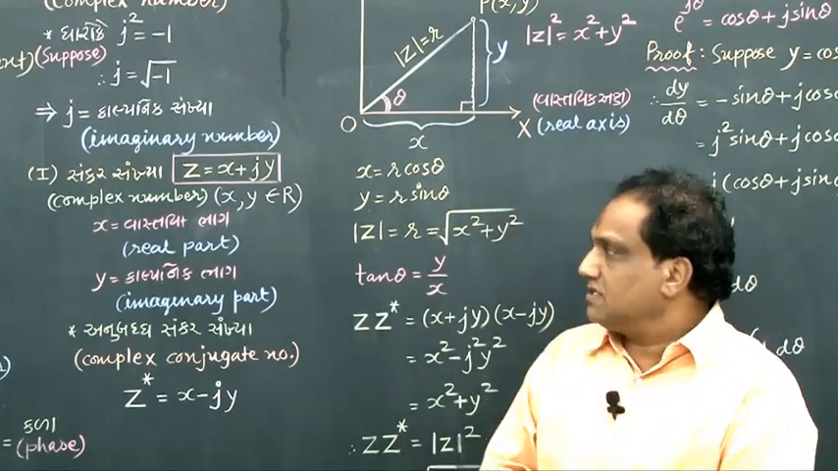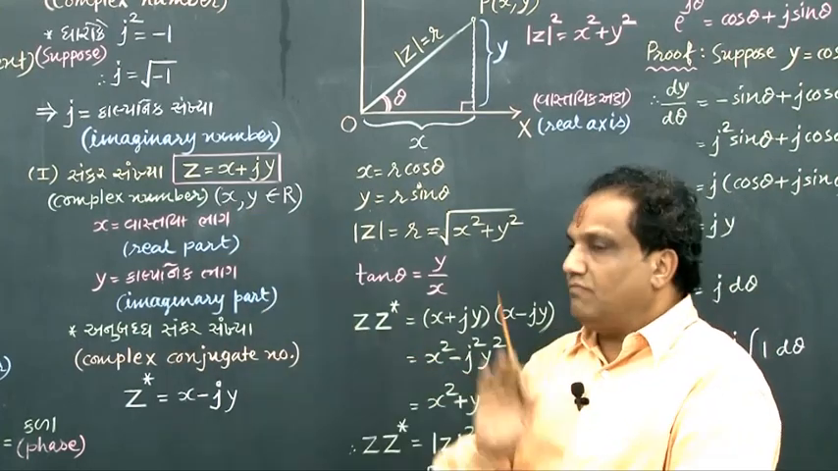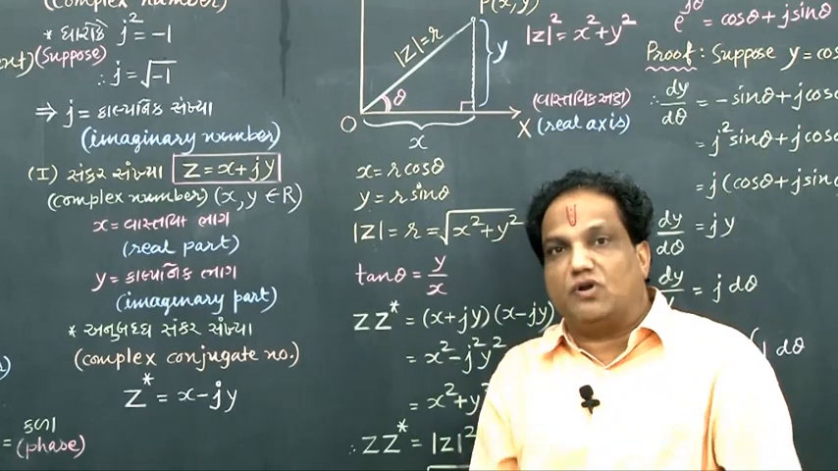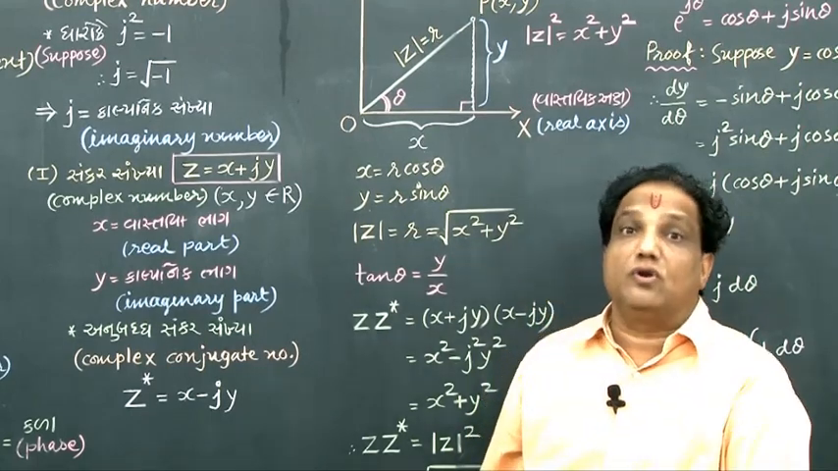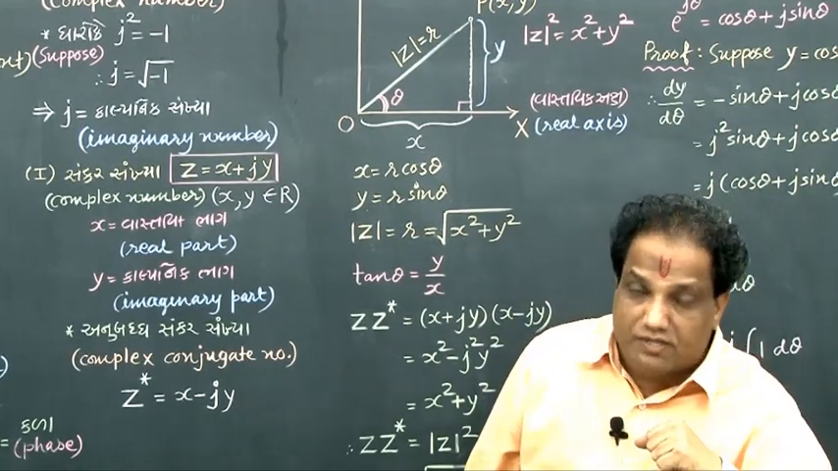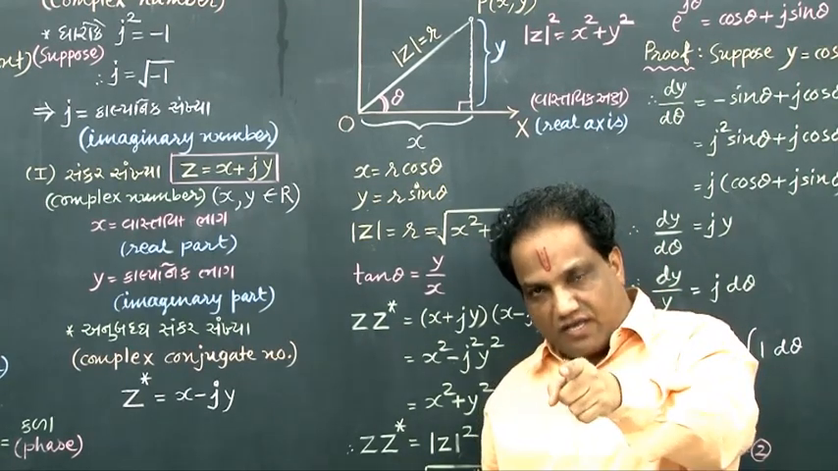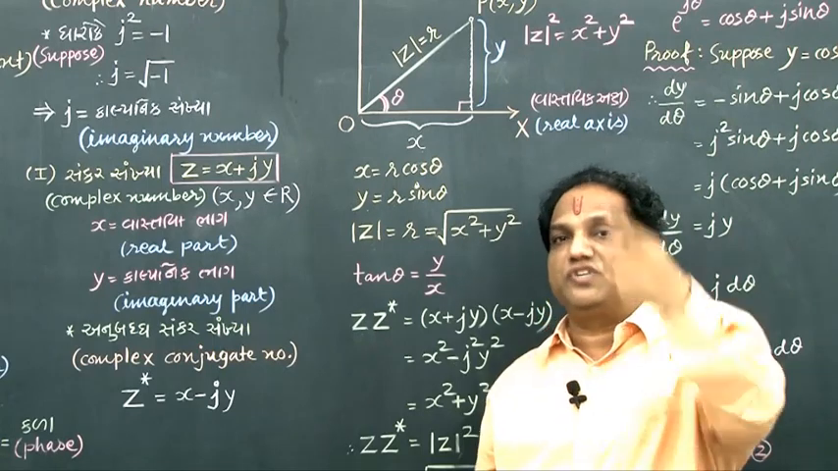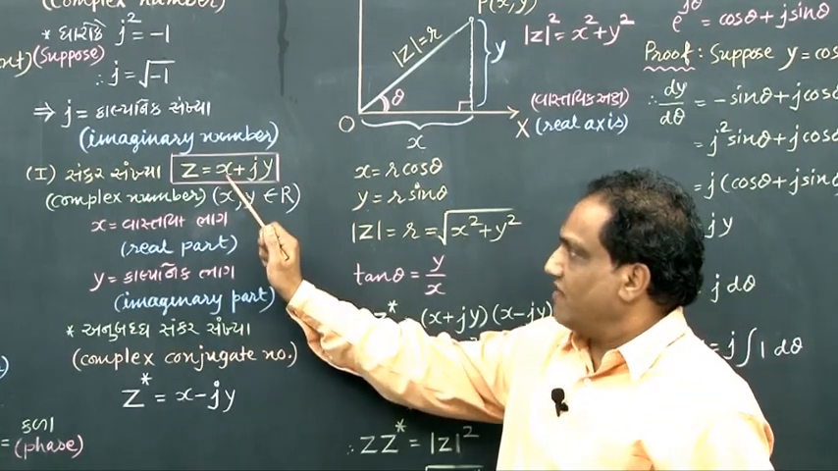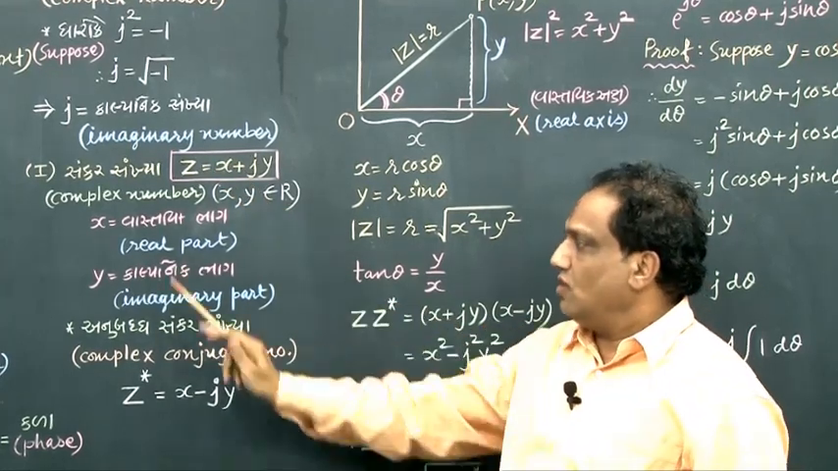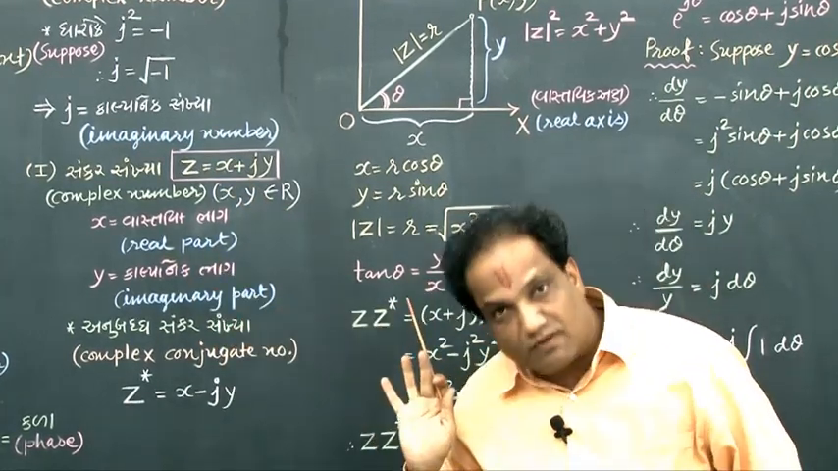Then you may be surprised: x and y, both of them belong to real numbers, both of them are real numbers. Then why is x called the real part and why is y called the imaginary part of a complex number? The reason is that you don't have to see x and y, you have to see their coefficients. What is the coefficient of x? 1, and 1 is real. That's why x is called the real part of a complex number.